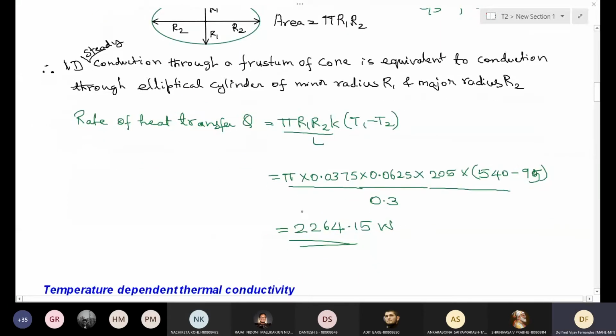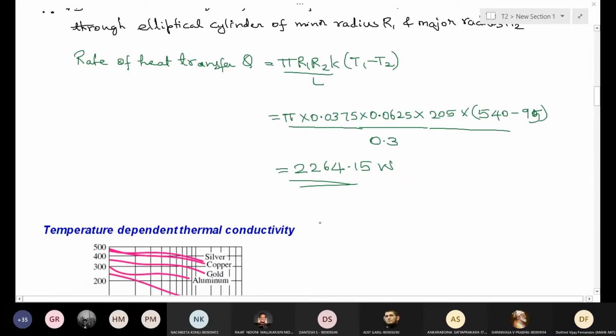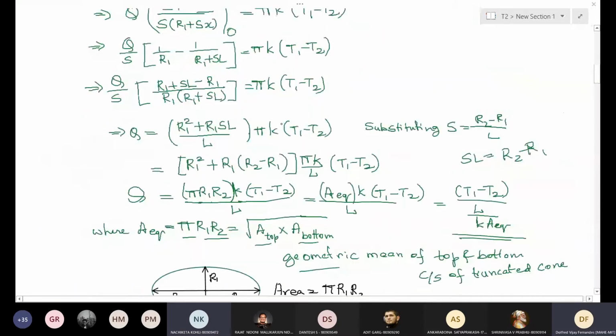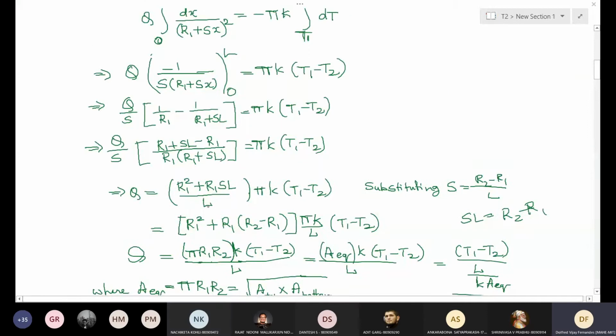So this value is much 22. I think this is 95, so this will be a little less than that. So what is the actual value? In the last class, we didn't solve it using this elliptical cylinder, right? No, it is exactly the same process. Everything you did, it's the same.